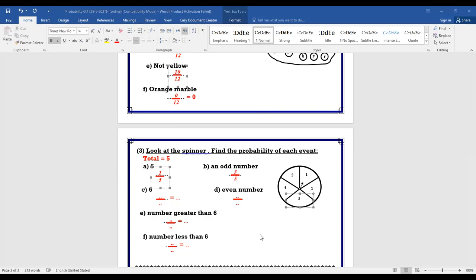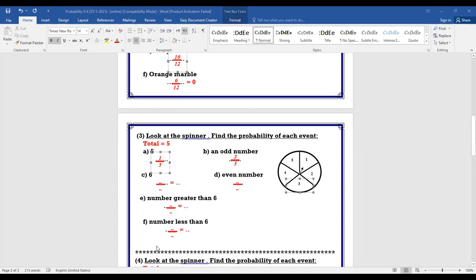Mister, what are the odd numbers? You don't have the odd and the even. You took it in grade 1. Okay, concentrate, everyone.